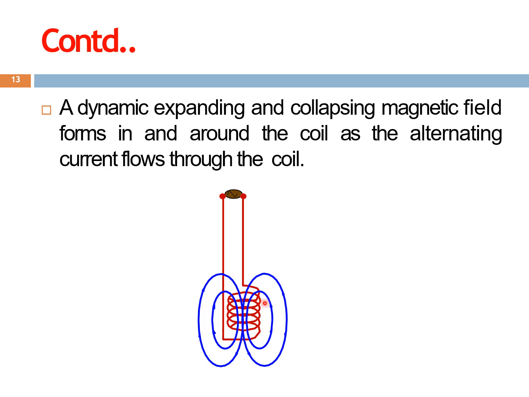When the AC source is passed through the coil, a dynamic expanding and collapsing magnetic field is formed in and around the coil. Whenever a conductor is carrying current, it will automatically produce a magnetic field. The magnetic field will be expanding and collapsing depending on the frequency of the alternating current. Since the current is alternating, it will have peaks and valleys. When it reaches zero, the magnetic flux will collapse. When it increases to a maximum, the magnetic field will again be maximum. So a field will be developed.